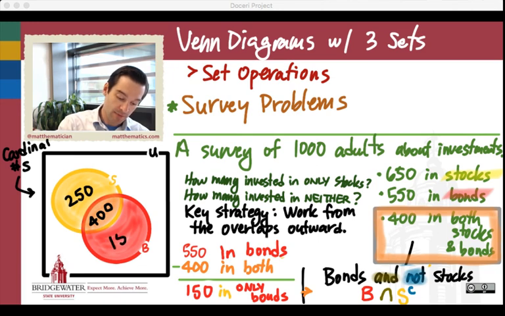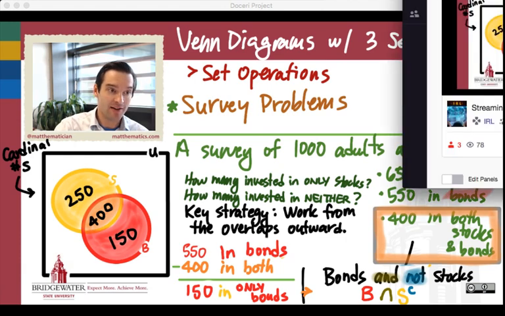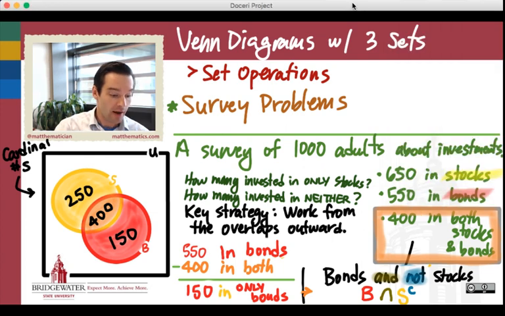And now, again, anytime you write a new number in one of your Venn diagrams, it's a good idea to go back and just double check that everything is still lined up the way that you expect it to be. These 400 and these 150 here are all part of the red circle. If I add them together, I get 550 people in the red circle, and that's exactly what I have in my original data. There's 550 respondents who are invested in bonds.